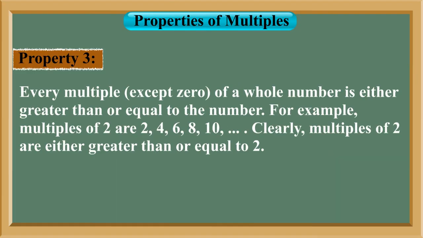Property 3. Every multiple except 0 of a whole number is either greater than or equal to the number. For example, multiples of 2 are 2, 4, 6, 8, 10. Clearly, multiples of 2 are either greater than or equal to 2.